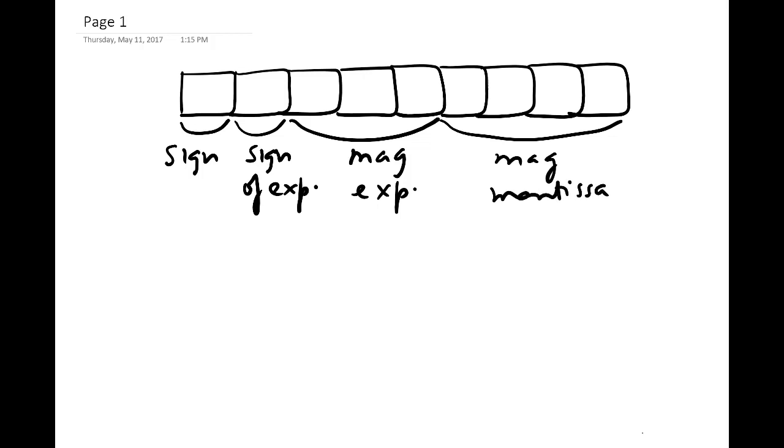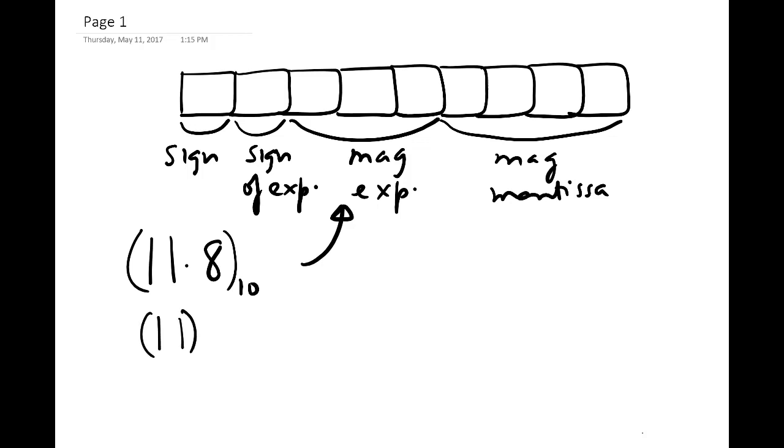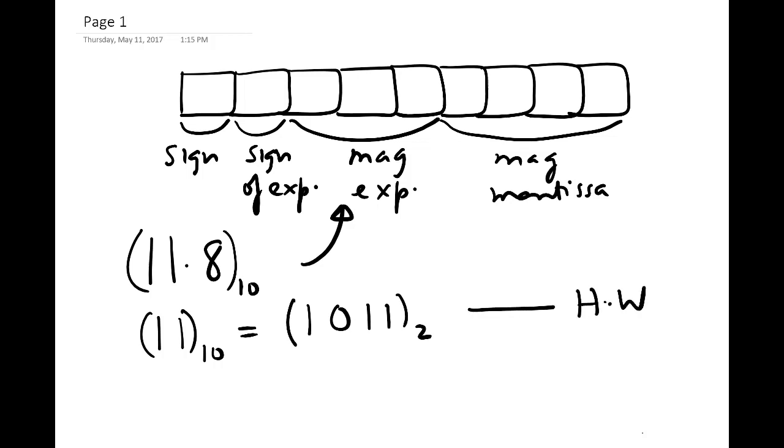So what we want to be able to do is take this number 11.8 base 10 and write it in this floating point format which follows that convention. In order to do that, the first thing we have to do is see how we can write 11 in base 2 and how we can write 0.8 in base 2. So 11 in base 10 to base 2 is 1011 base 2. And you can do this as homework because this video covers this already.